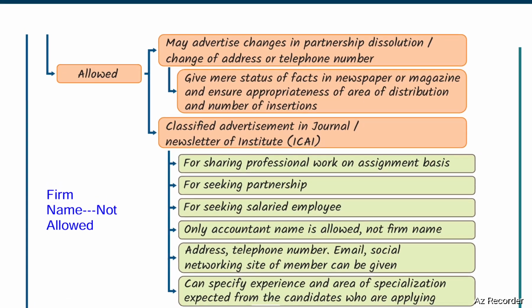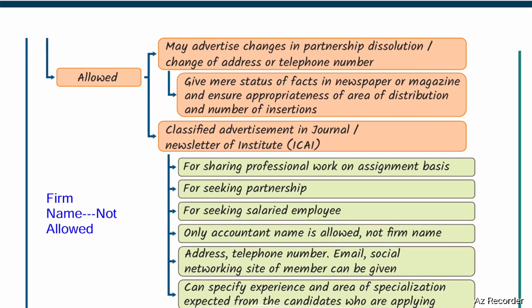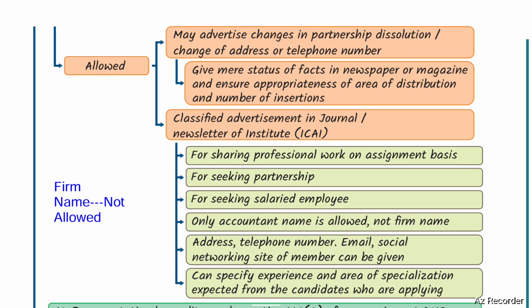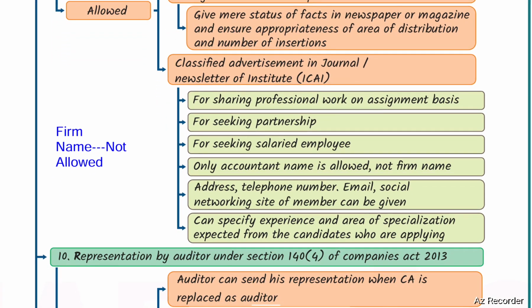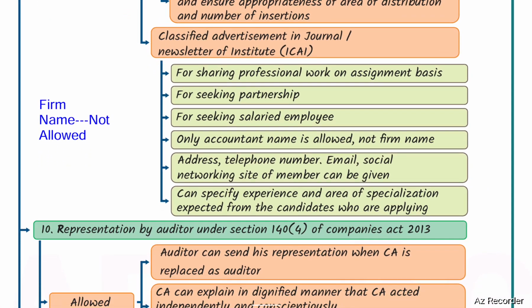Next, the following are allowed. One may advertise changes in partnership, dissolution, or change of address or telephone number. It is allowed to give mere status of fact in newspapers or magazines, and ensure appropriateness of area of distribution and number of insertions. Classified advertisement in a journal or newsletter of the institute is allowed. It is allowed for sharing professional work on assignment basis, for seeking partnership, or for seeking a salaried employee.